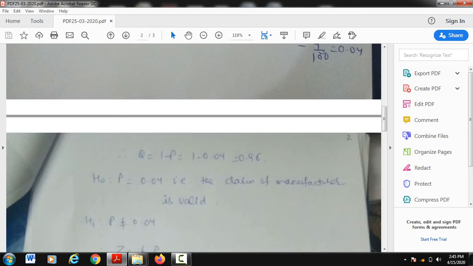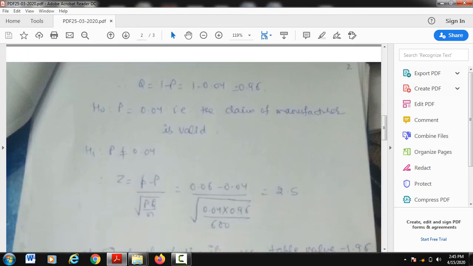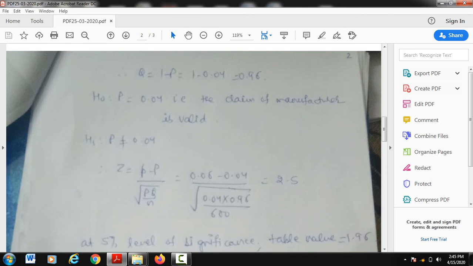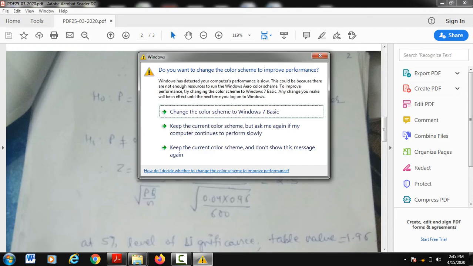The very first step of the test is to set up the null hypothesis H naught, that is P is equal to 0.04. That is, we are agreeing that the manufacturer claims that out of the total production, 4% is defective. So I am taking capital P as 4%, that is 4 over 100, 0.04. The claim of the manufacturer is valid. So what will be the alternative hypothesis? The alternative statement to the null hypothesis: P is not equal to 0.04.